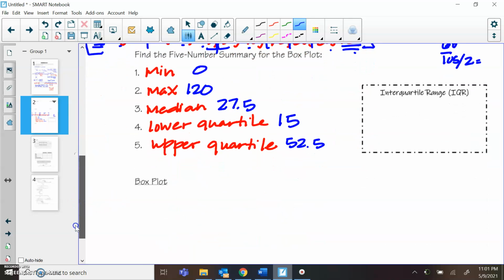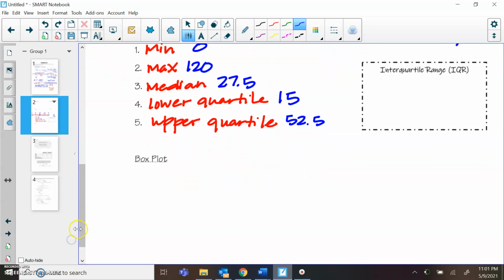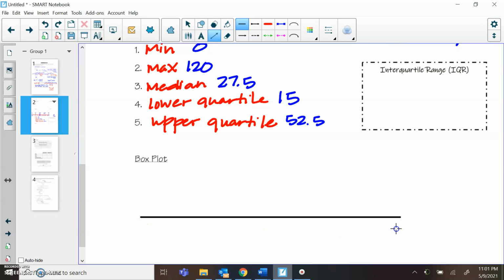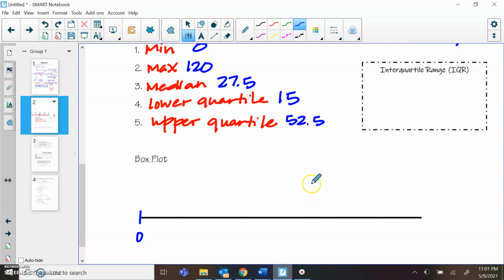So to then make a box plot, you are going to make a number line, and you need from 0 to 120 on there because that's what your numbers go to. So we have 0 and our maximum is 120. So we need to go to 120. Let's just count by 25, 25, 50, 75. You can choose what to count by. You just want to make sure that your minimum and your maximum are on there.